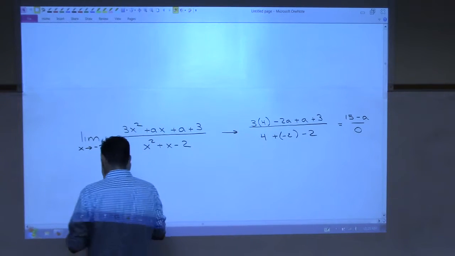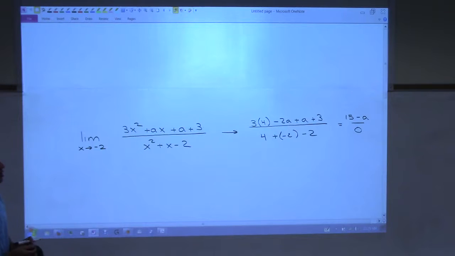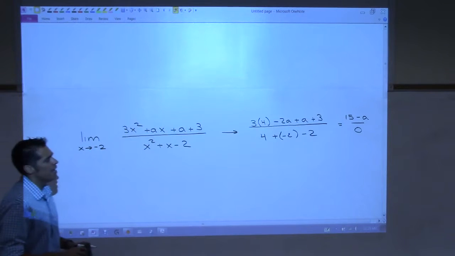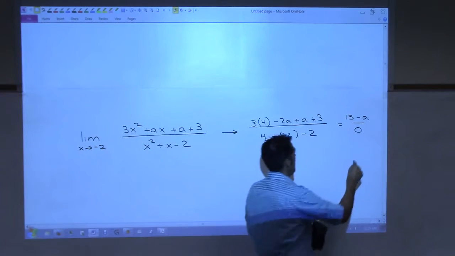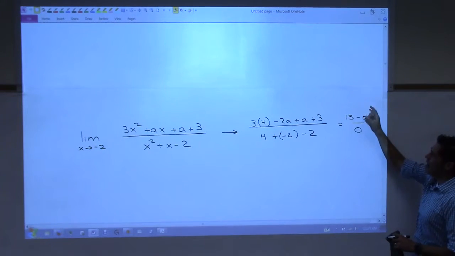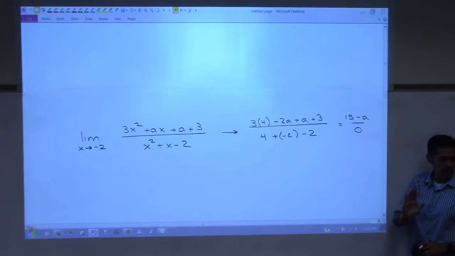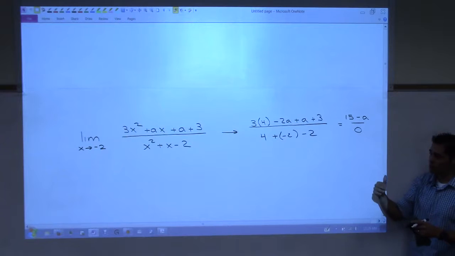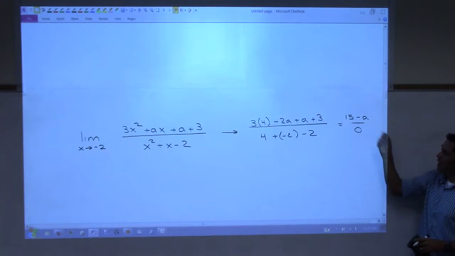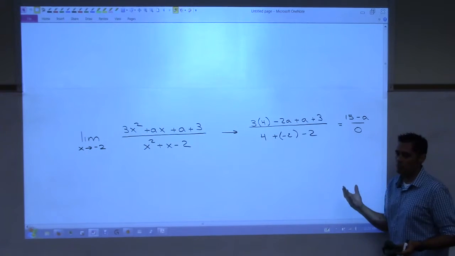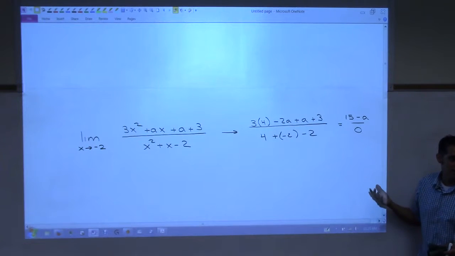So what could a be that would make this limit exist? Right now, what if a was 0? Just look at this. What if a is 0? We have a number over 0, right? We have not done that yet, have we? We have not. We've done 0 over 0. We have not done a number over 0. So if a is 0, we still don't know how to handle that yet, right?